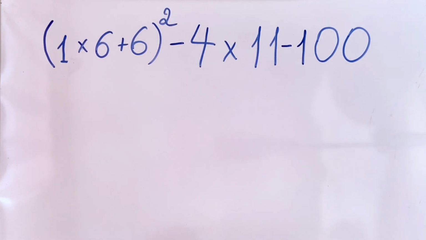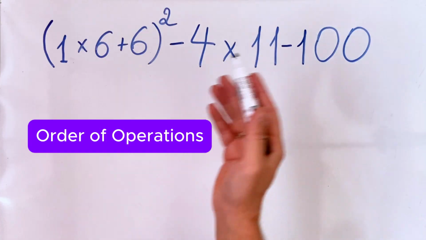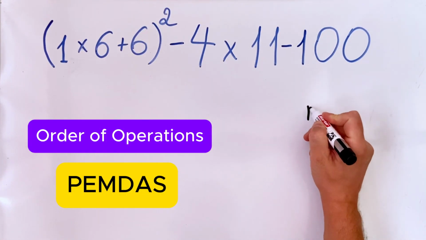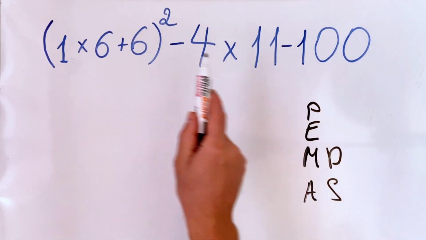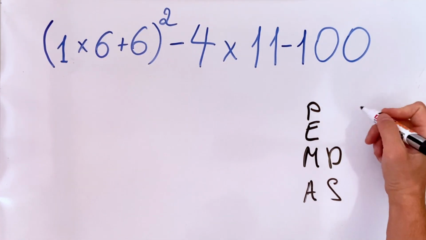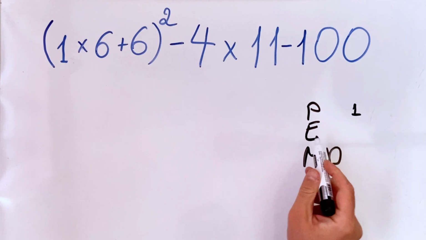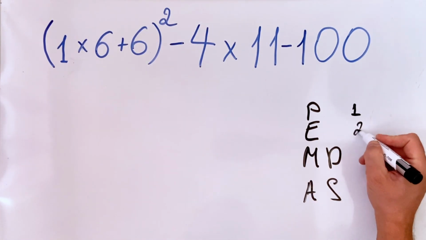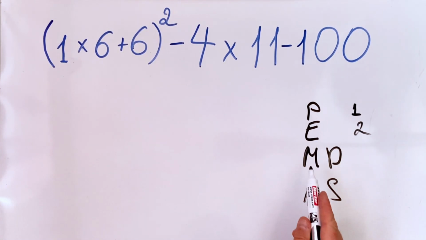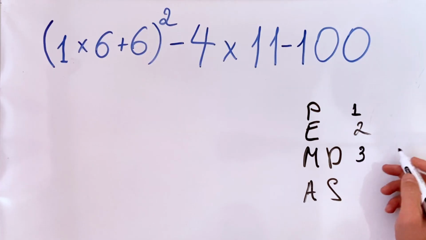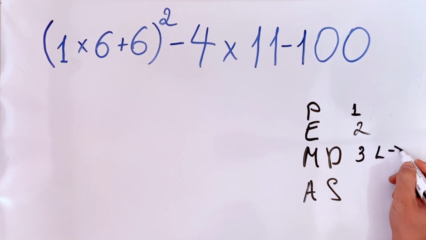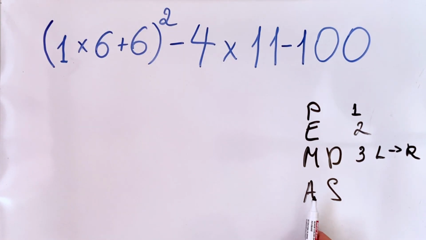So to solve this type of equation, of course, we must use the order of operations, which is PEMDAS, where P stands for parentheses, and it must be done in the first place. E stands for exponents, it should be done second. M and D, multiplication and division, both have equal priority and need to be done in third place, from left to right. And addition and subtraction also have equal priority.